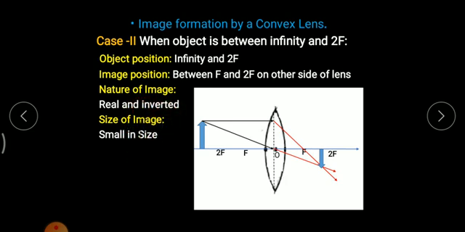In short, whenever the object is lying between infinity and 2f, I have to take two rays of light. One ray I am taking parallel to the principal axis, it will pass through the focus, and the other ray I am taking from the optical center, it will remain undeviated. Both the rays intersect at this point, and at the intersection point, the image would be obtained, and this image would be real and inverted and smaller in size.